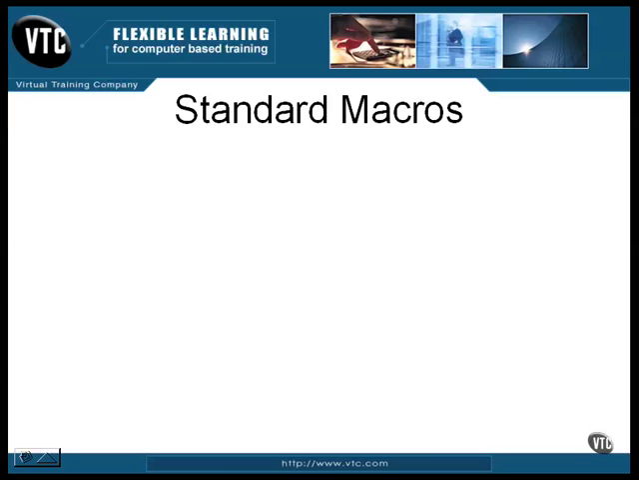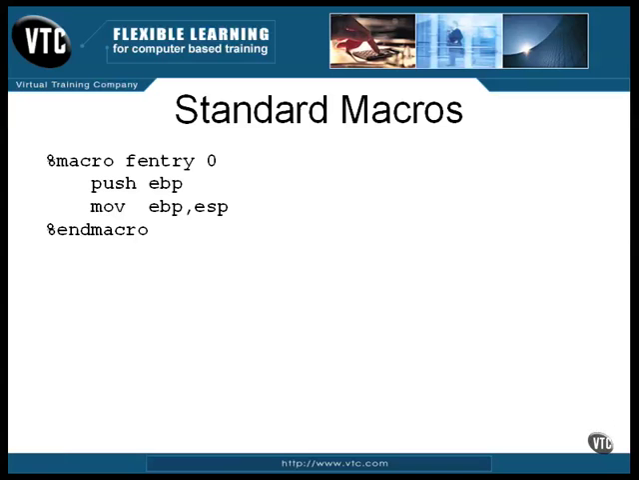Multi-line macros are more flexible. They help with code that is repetitive. For example, the code at the top of every function can be the same, so it can be defined in a macro this way. The number following the name of the macro specifies the number of arguments you can pass to the macro. In this case, it's 0.